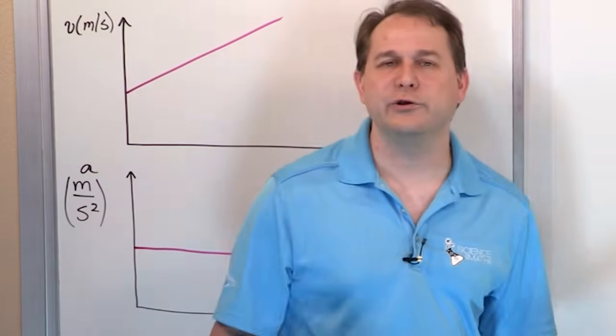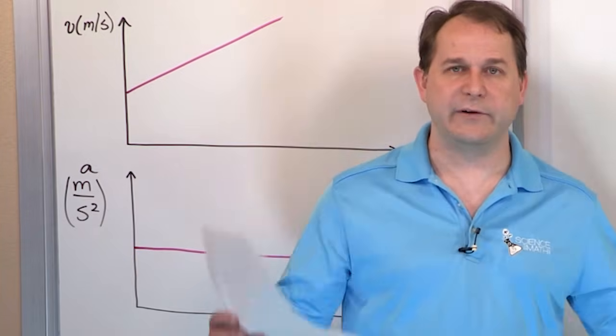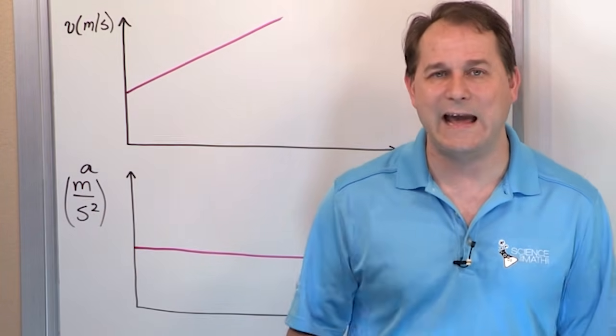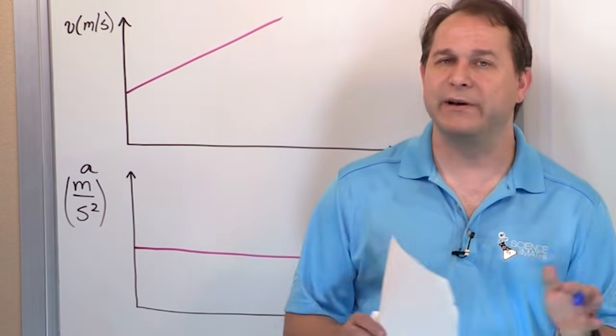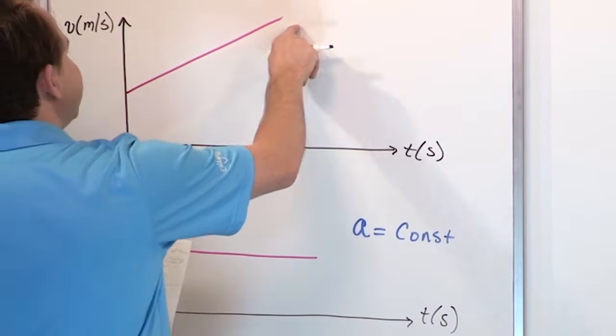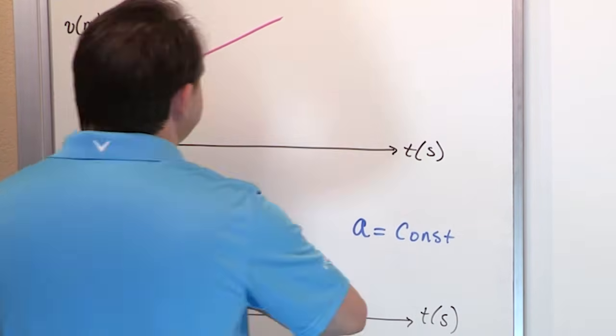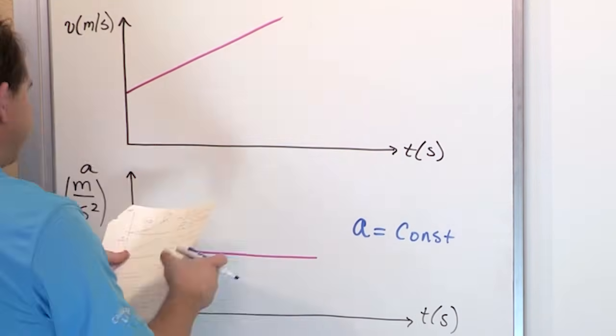It's usually given to you in your problem, or you can calculate the value of a given everything else. But you know that once you find a, it's always the same for that problem, because this is only constant acceleration problems. Now, what does this look like? This looks like a straight line, right? So what is the equation of a straight line?